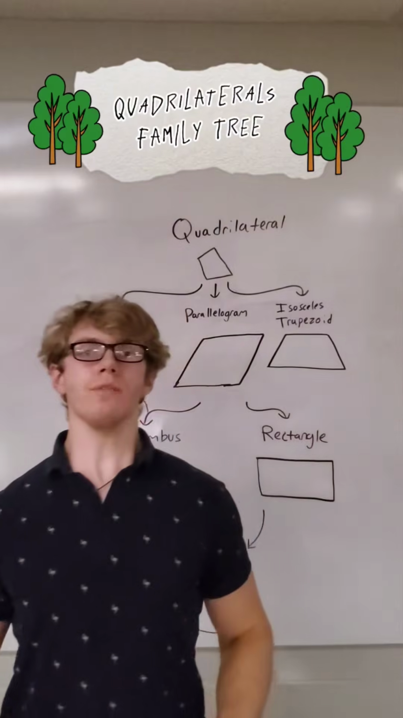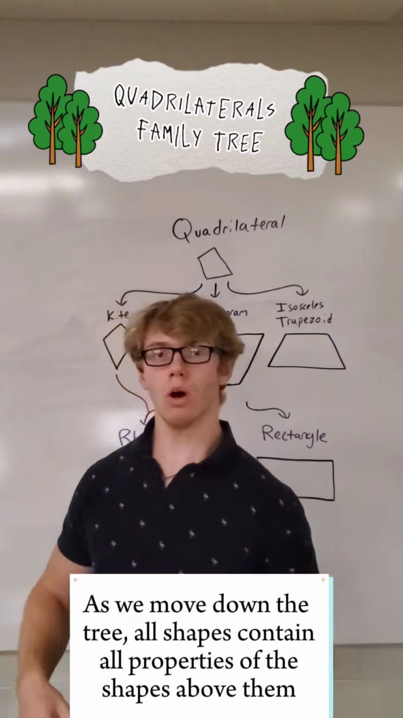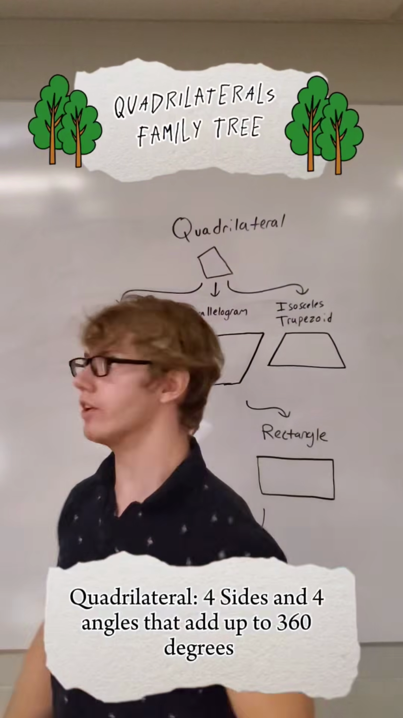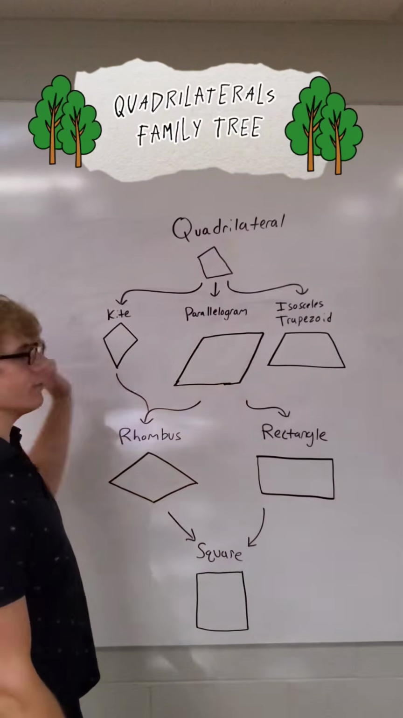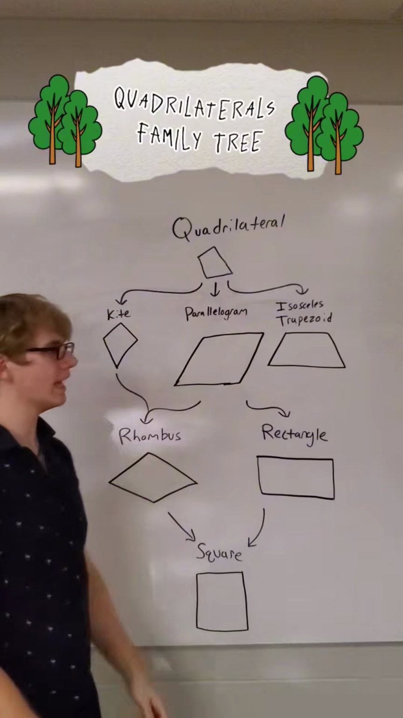This may be the weirdest family tree you've ever seen. We are talking about quadrilaterals today. Quadrilaterals have 4 sides and their angles inside add up to 360 degrees. Moving on, we have different types of special quadrilaterals. The first being a kite.